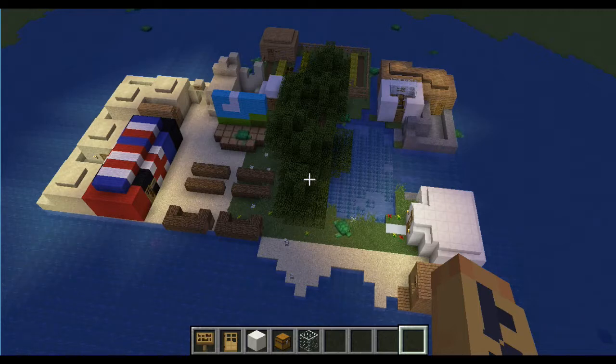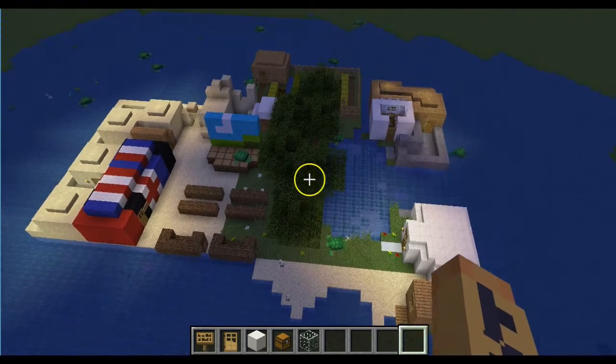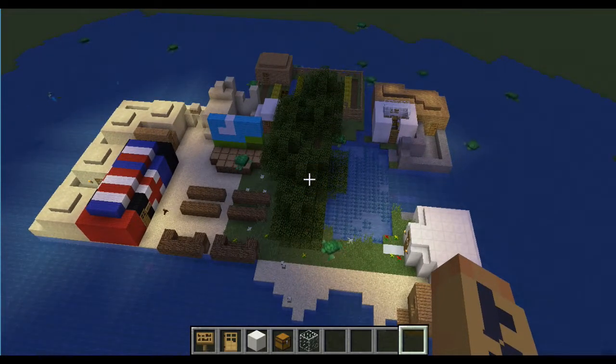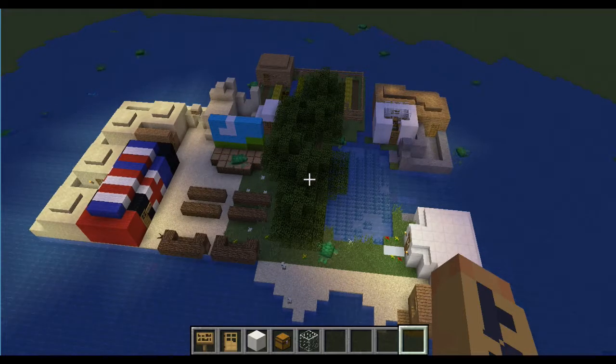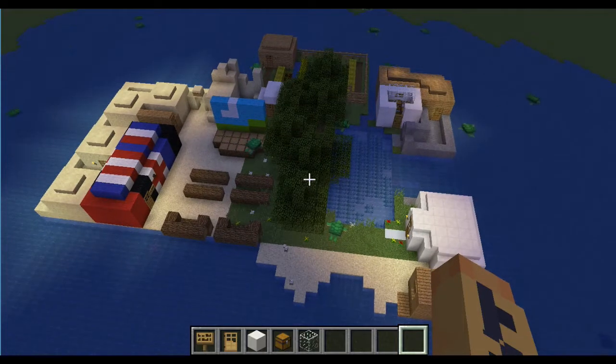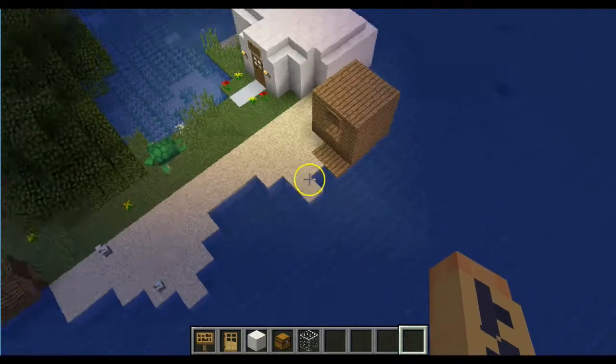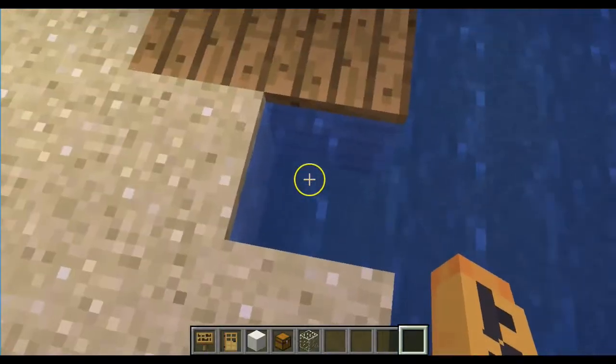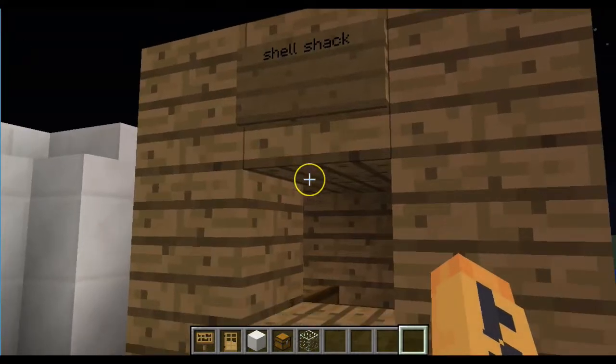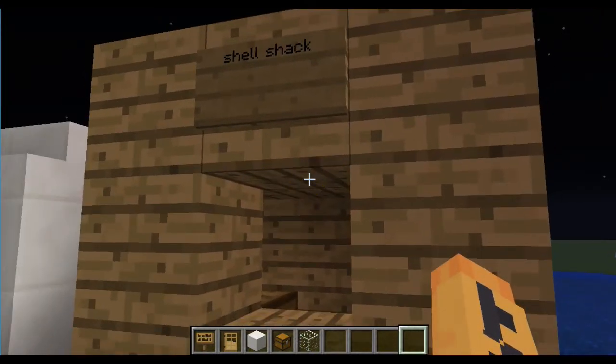The island's shape is a rectangle and is the size of a small city like Archdale, which is 9 square miles. Let's take a little tour of Shell Island. Right over here is the Shell Shack, where you rent shell boards for shell surfing. They also have a big movie screen.